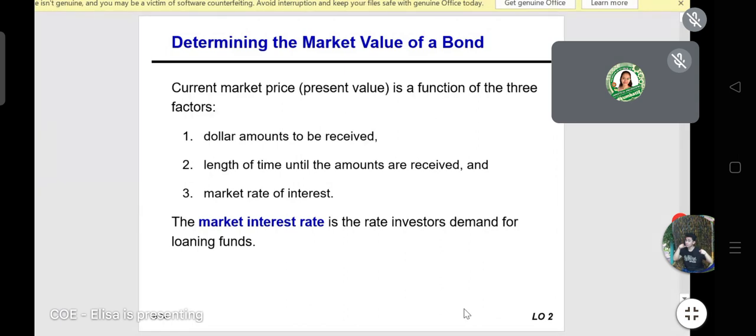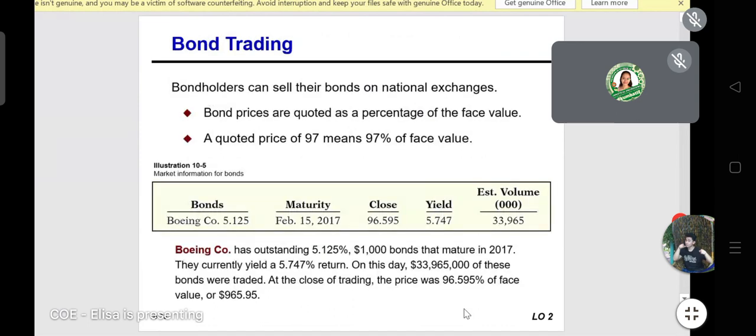Okay, just remember, when you invest, paliton man nato ng 965 today, and then you receive 1,000 10 years after. Plus, you receive on annual basis 5.125 as interest income. So, what is the present value of that today?